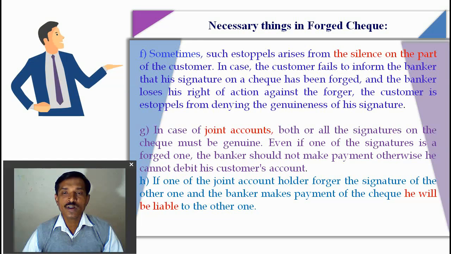In the case of a joint account, all parties' signatures on the check must be genuine. Even if one of the signatures is fraudulent, the banker should not make the payment, otherwise he cannot debit his customer's account. If he has any doubt about the signature, he can call all the parties for their signatures, and that time it is important.